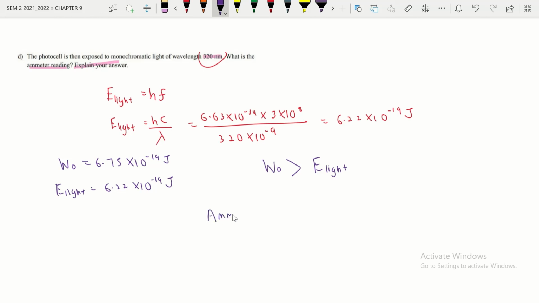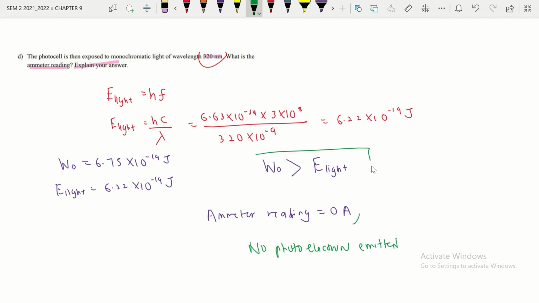So the emitter reading equals 0 ampere, and no photoelectrons are emitted. That's all. Because your work function is larger than the energy of the monochromatic light. Okay, so that's all for this question. Question number 9.